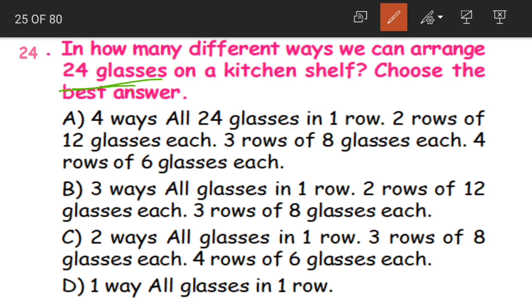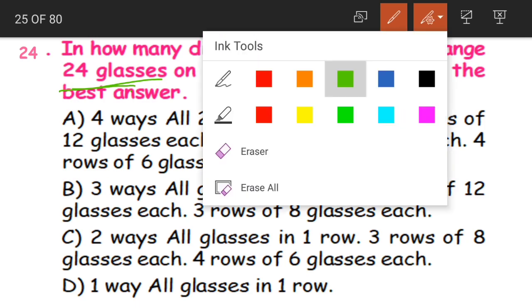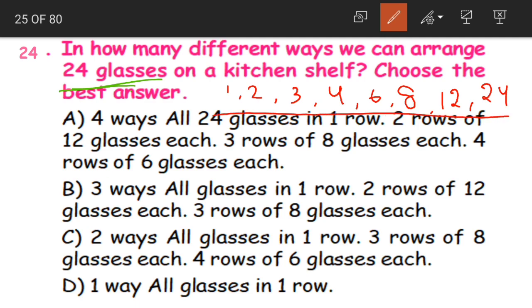Now for the answer, you can ask how this arrangement is related to our factors and multiples. That is because here we write the factors of 24. What are the factors of 24, children? 1, 2, 3, 4, 6, 8, 12 and 24. These 8 numbers are the factors of 24. So these become the arrangement. How? 1 twenty-four is 24, right?